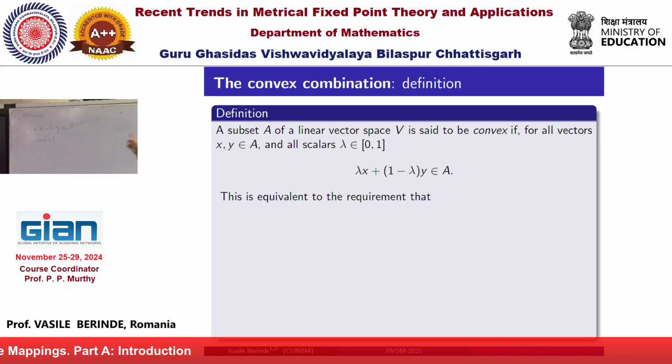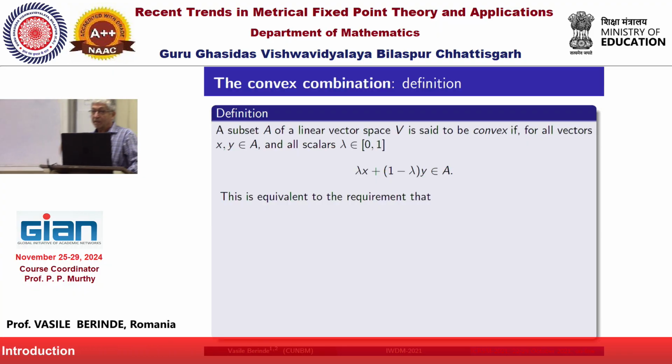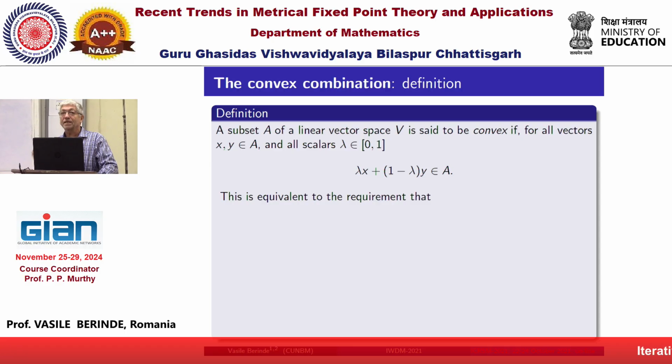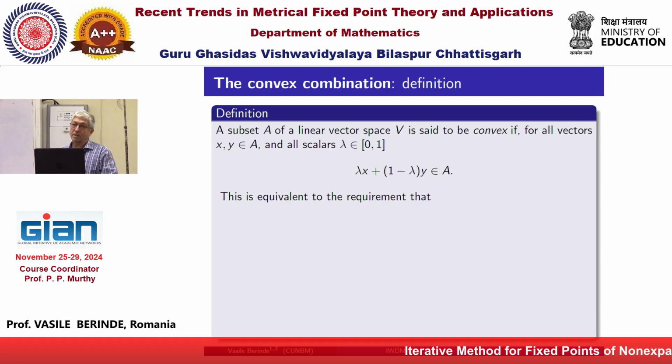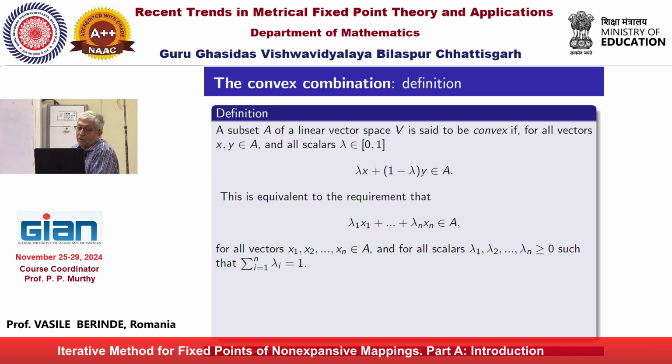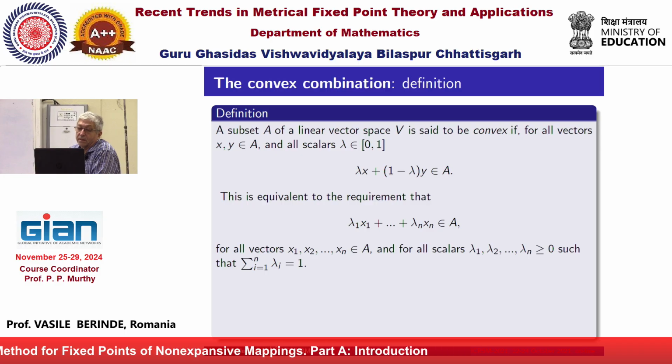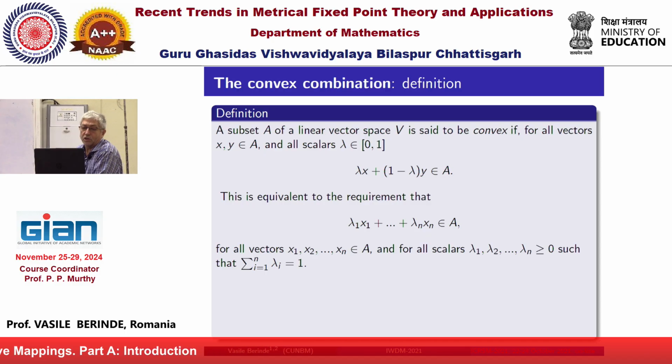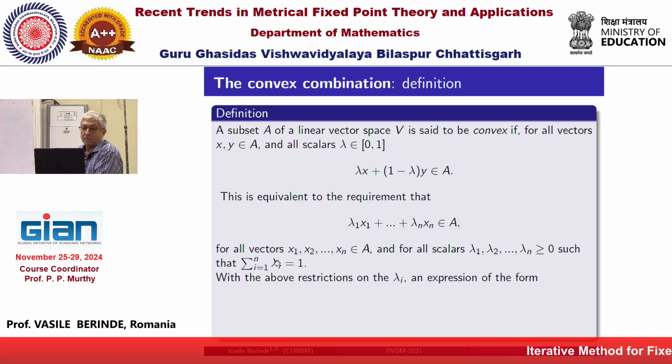It is a fundamental concept in iterative approximation of fixed points, because 90% of the iterative methods are convex combination based. All are convex combination based, in the sense that we have such kind of convex combination of the terms appearing in an iterative method. So in general, we have this equivalent definition with many scalars, but their sum will be 1. These two definitions are equivalent.